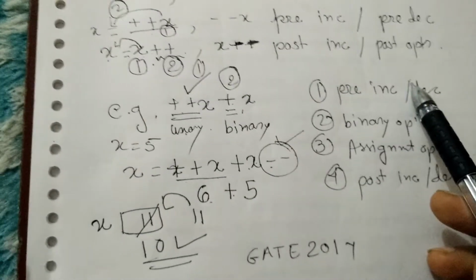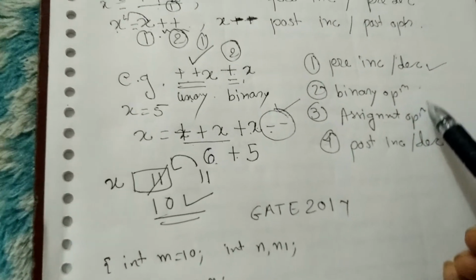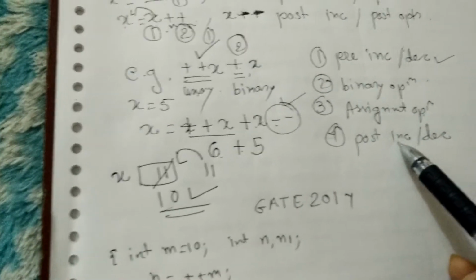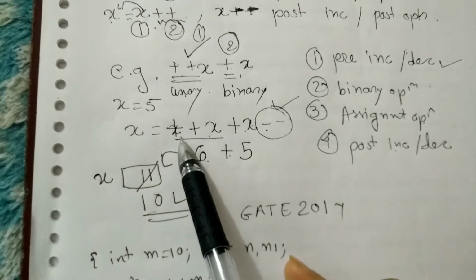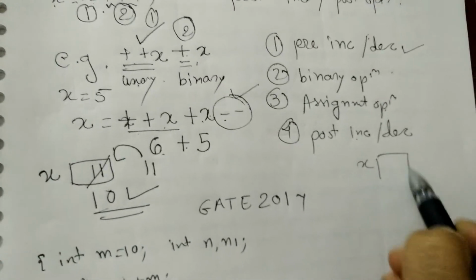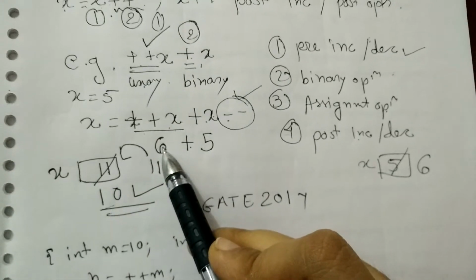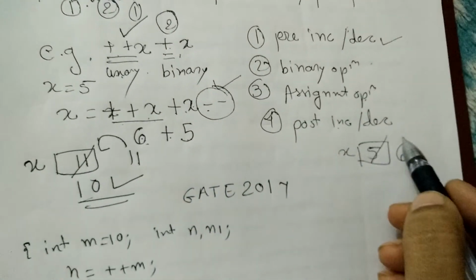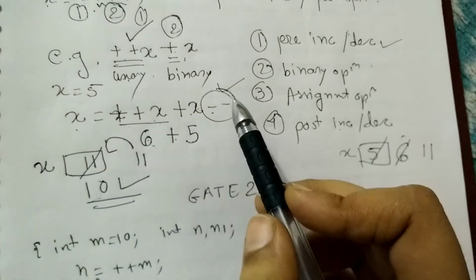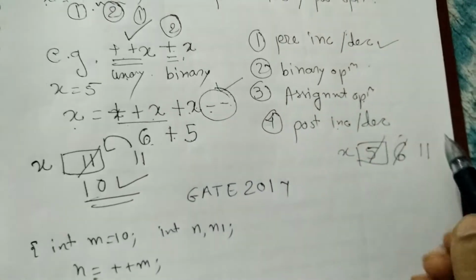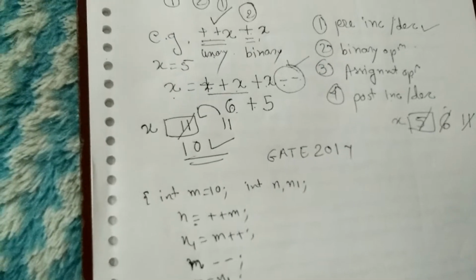See again what is the sequence of operations. First we have to apply the pre-increment or decrement, then the binary operation, then the assignment operator, and then lastly we have to apply the post increment or decrement. So first we have incremented the value of x from 5 to 6. Then we have performed the binary operation 6 plus 5 equals 11. We assign this value to x. Now lastly we have applied the post decrement. So the value 11 gets decremented to 10.